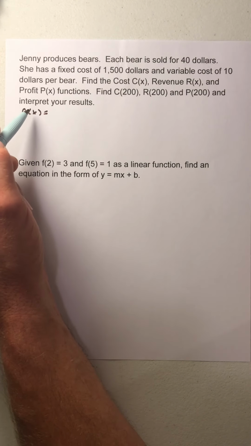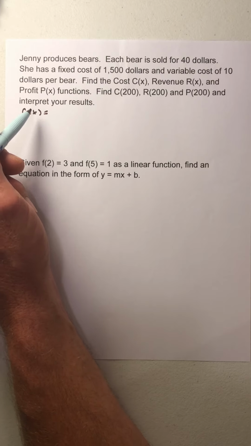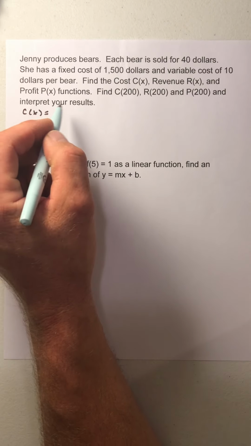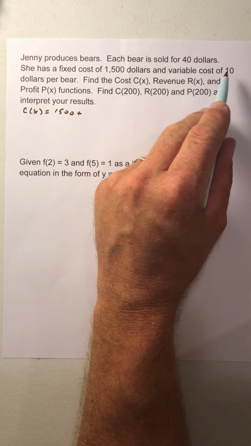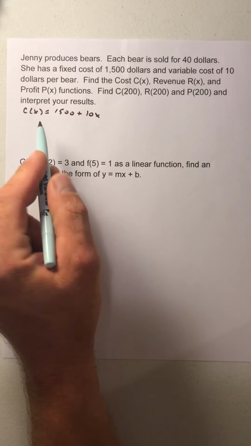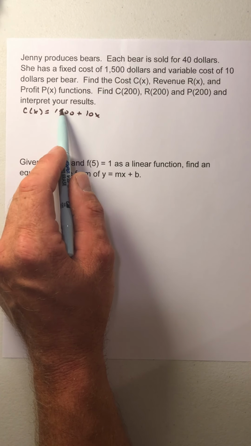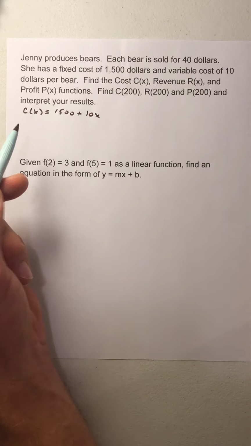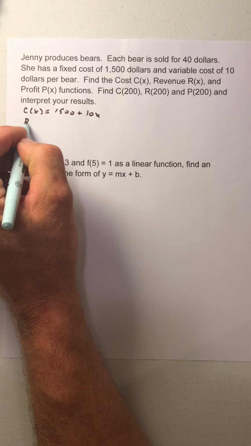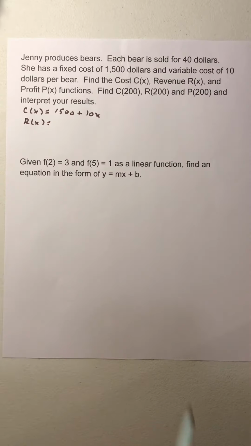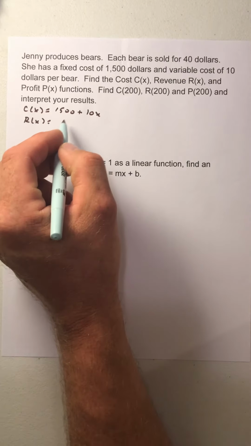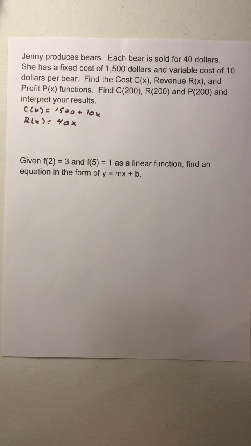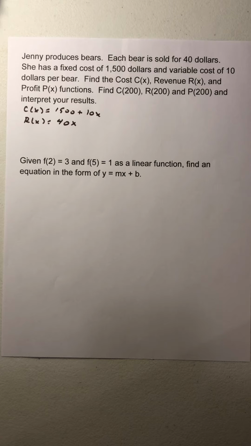So C of X. Remember, C of X is going to be the variable cost, and it will add to the fixed cost. So here we have a fixed cost of $1,500. And then each unit is going to cost us $10. So our total cost is going to be $1,500 plus 10x. If we look at our revenue function, that's going to be the number of units that we sell times the price that we sell it at. So we're selling at $40 a unit, and we sell X units. I mean, this might be per month, per year. Doesn't really matter the time frame here.